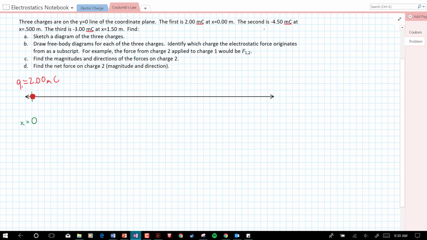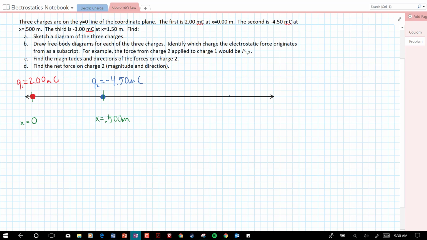The next charge is at x equals 0.5, and it is negative 4.50 millicoulombs. I'm just going to put this right here. Use blue for negative. Q2 equals negative 4.50 millicoulombs, and it is at x equals 0.500 meters. And our third charge is negative 3.00 millicoulombs at x equals 1.5.